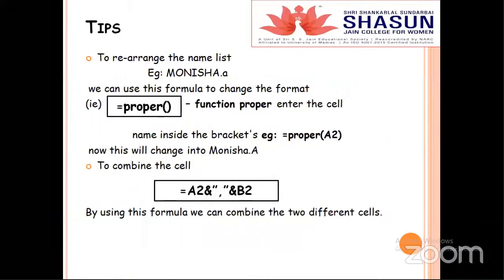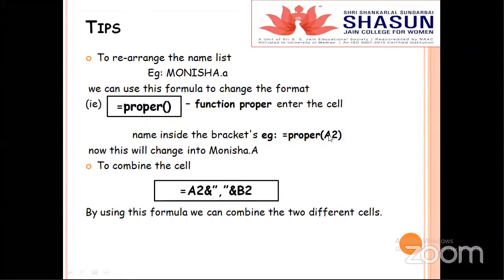Next, I have given some tips. These are two tips which I have used recently. First is how to rearrange the name list. For example, I have given some names which are in caps and also in small letters. This is the function: equal to PROPER, with open and close brackets. If you enter this, enter equal to PROPER and brackets.